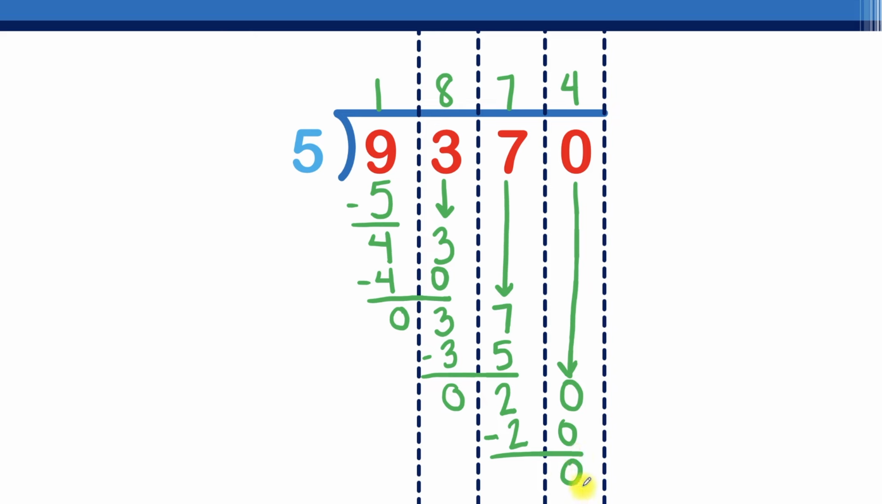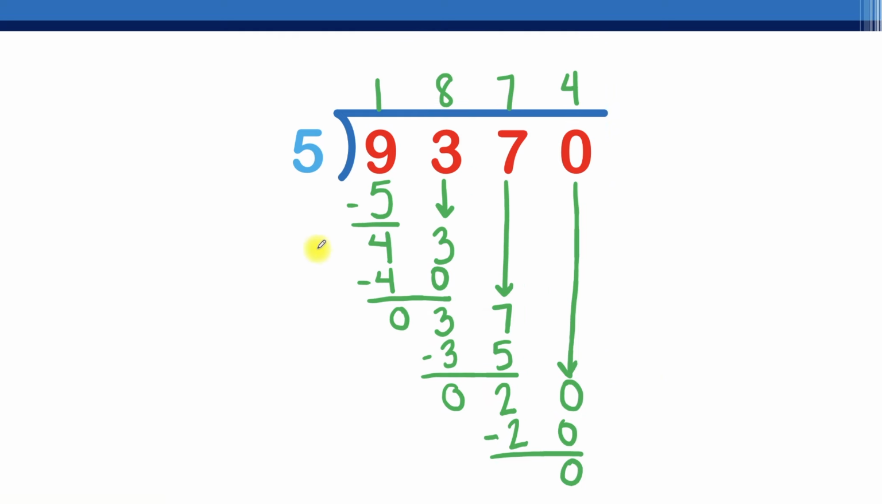Since our remainder is 0 and there are no more numbers to bring down, that means we're done, making our final answer 1,874.